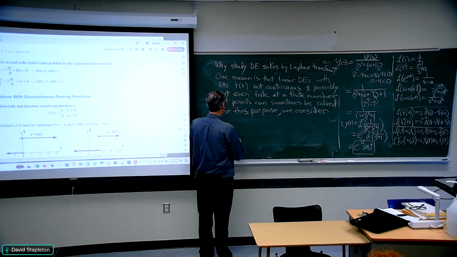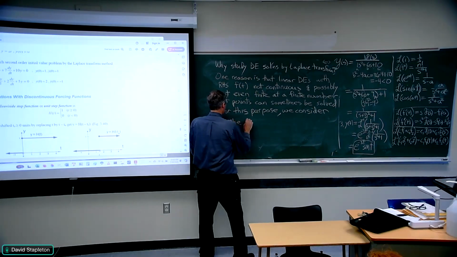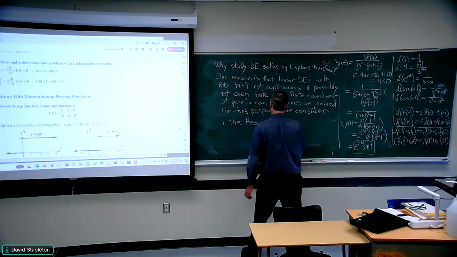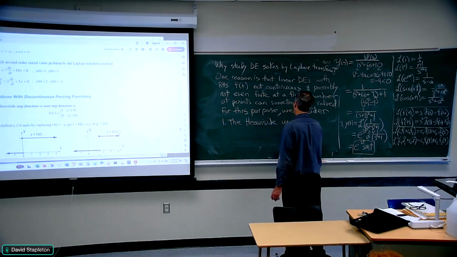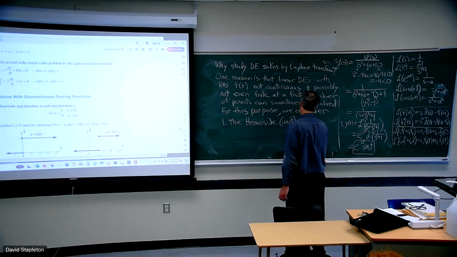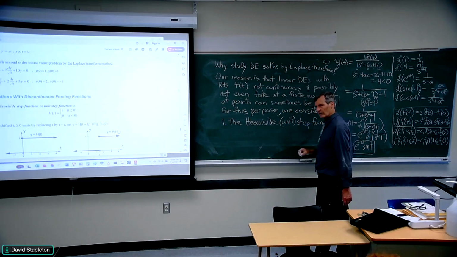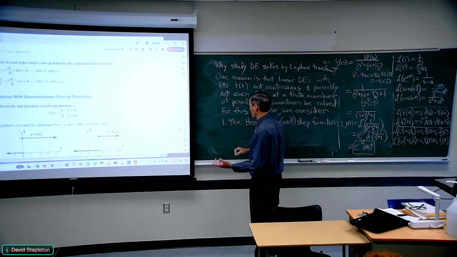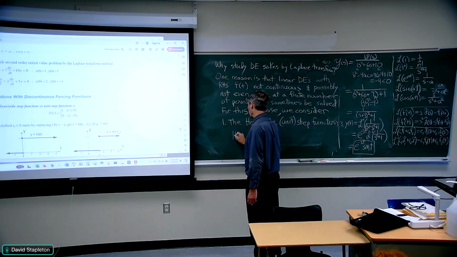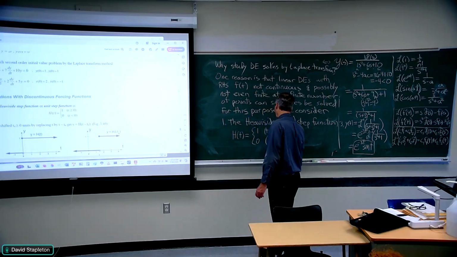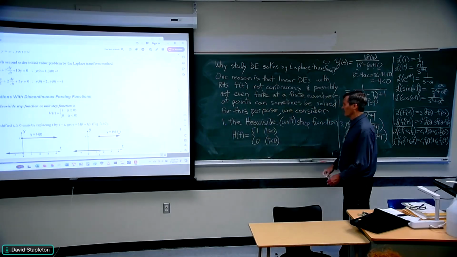So we consider first the Heaviside unit step function, which is a unit jump in a function. And unfortunately, in the notes and in the book, we use different letters, but it's the same thing, right? So in the notes, I say h of t is equal to 1 for t greater than or equal to 0, and it's equal to 0 for t less than 0. That'll be the Heaviside step function.